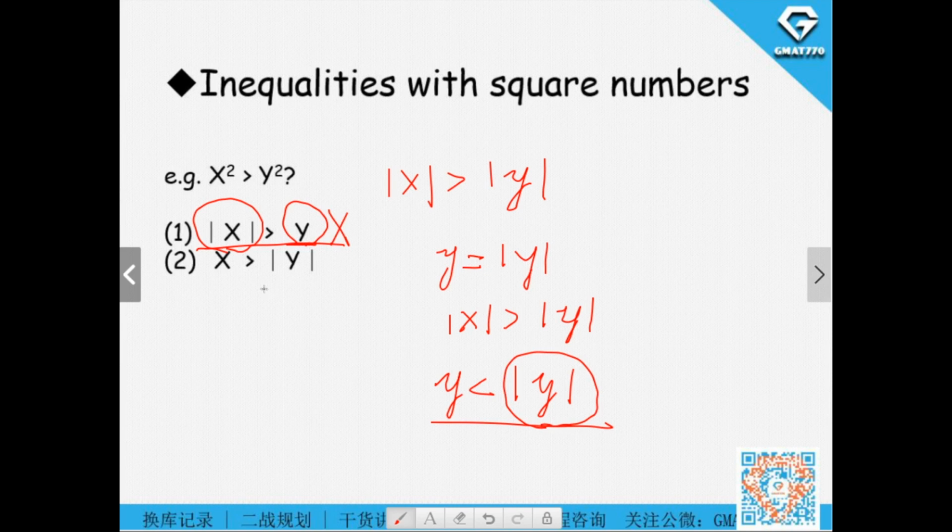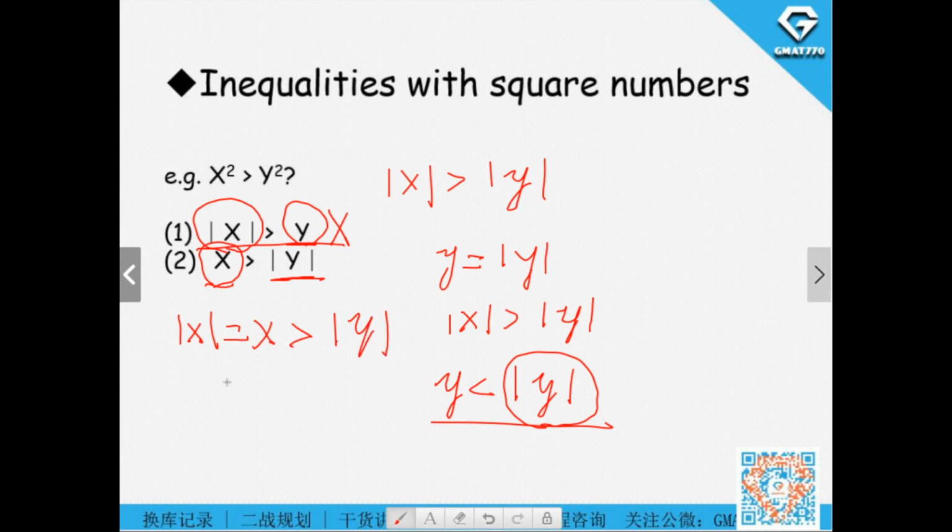Okay, statement 2. Statement 2 tells us that x is greater than the absolute value of y. So in this way, x must be positive since x is greater than a non-negative number. As we have learned, since x is positive, the absolute value of x will equal x, which is then greater than the absolute value of y.